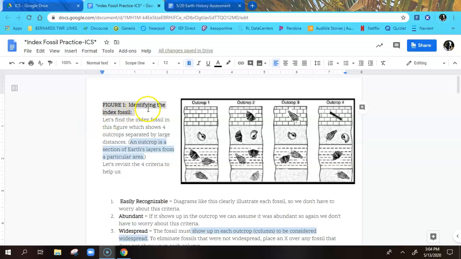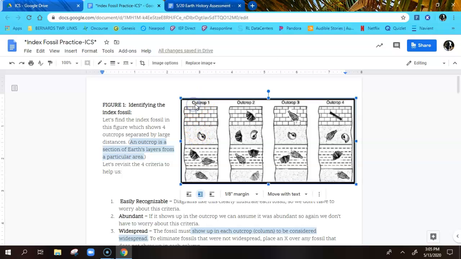All right, guys, so for figure number 1 here, identifying the index fossil, you're going to be looking at each of these outcrops. Now, an outcrop is a section of Earth's layer from a particular area. So you can see here at the top, it says outcrop 1, outcrop 2, outcrop 3, outcrop 4.